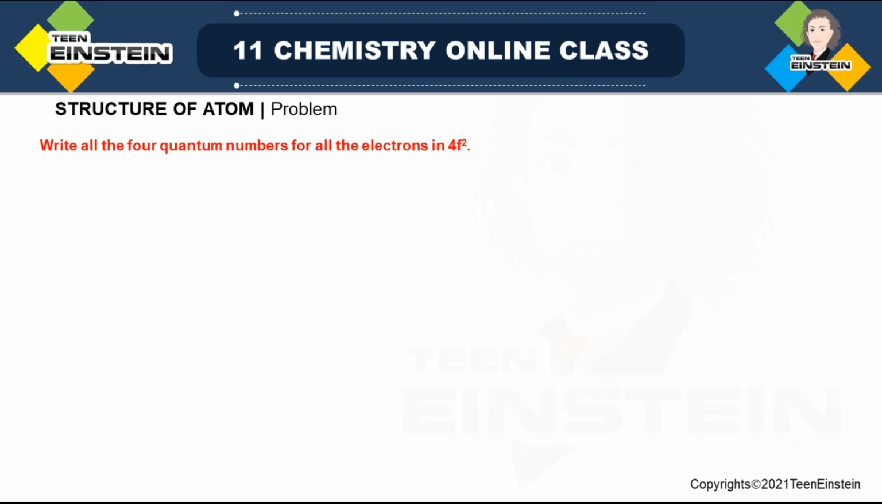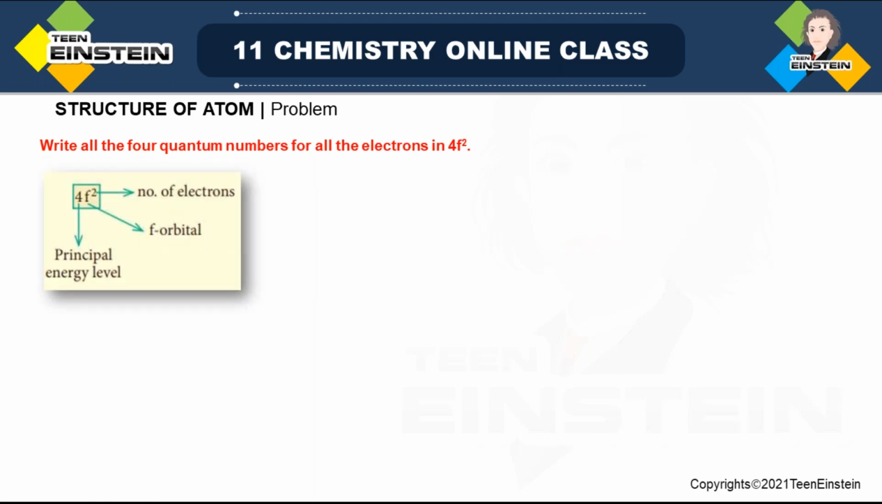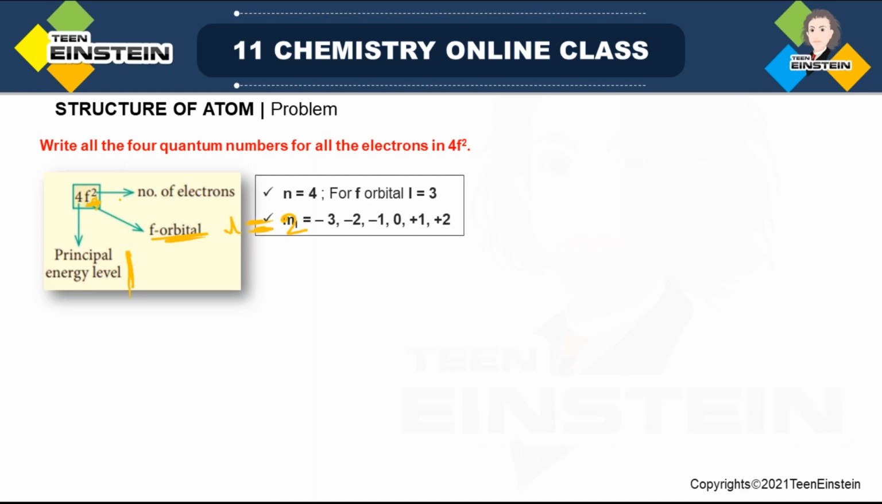Write all the 4 quantum numbers for all the electrons in 4f2. So in 4f2 you have only 2 electrons. Now for these 2 electrons, 4 is the principal quantum number, f orbital means azimuthal quantum number is 3, and 2 is the number of electrons. Now for these 2 electrons, 2 different sets will be there. So for principal quantum number 4, l is 3, d is 2 and l is 3 for f.